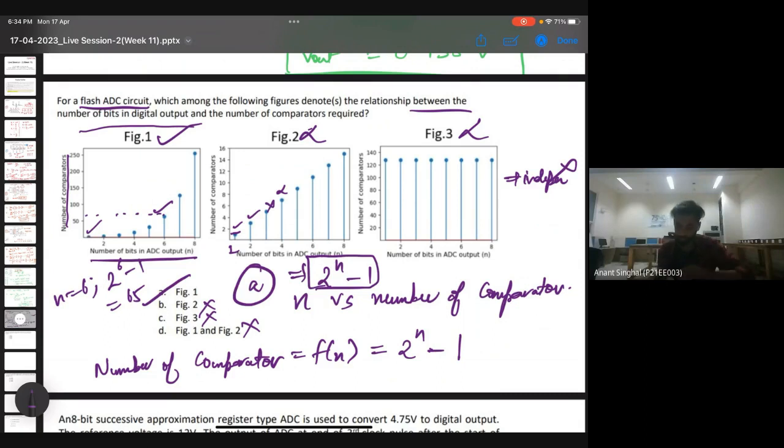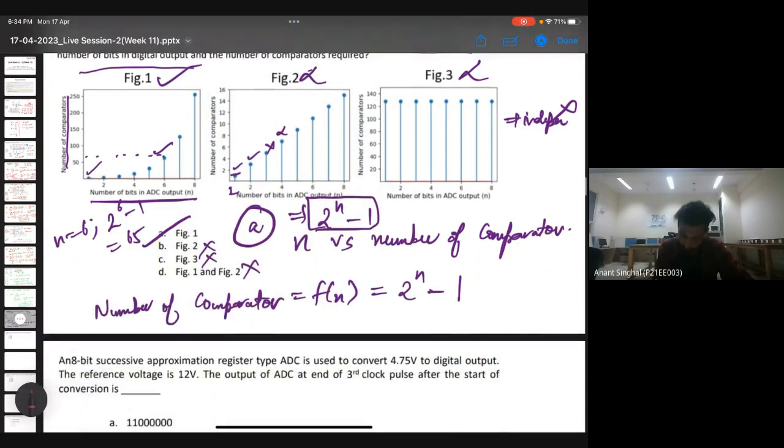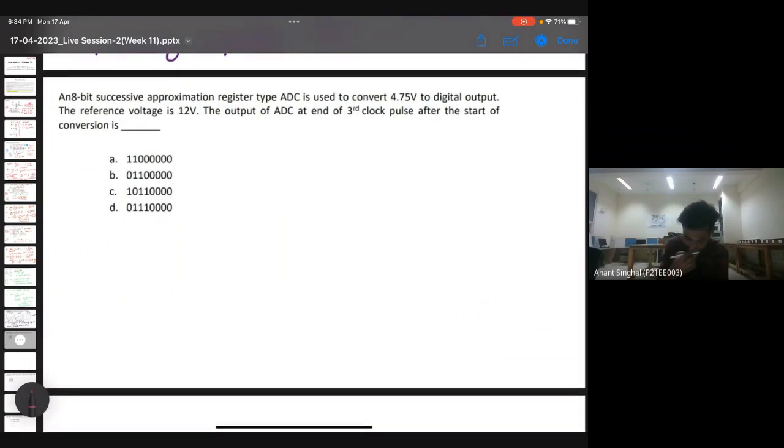Okay, so let's start with a new problem. This is one of the important concepts in analog to digital converters. We have a few analog to digital converters, and one of the most important is the successive approximation register type, which is the SAR ADC. There is a certain method on which this will work. So we'll calculate the same.